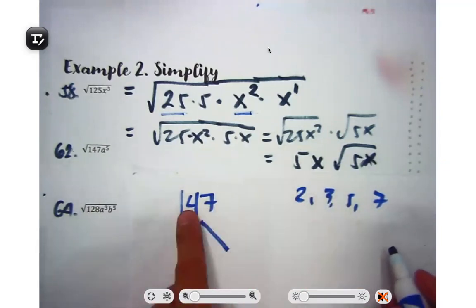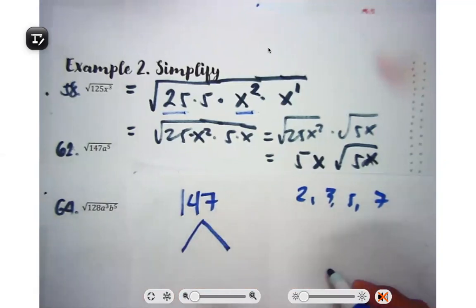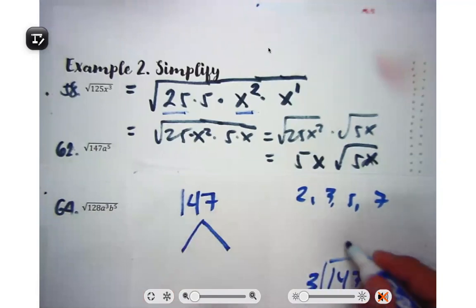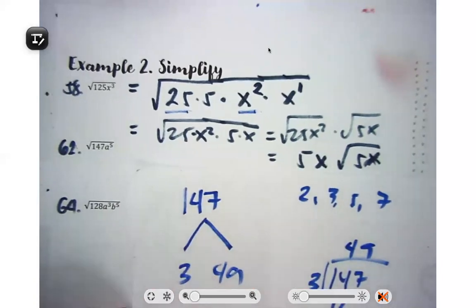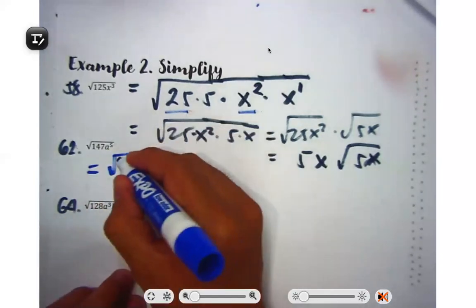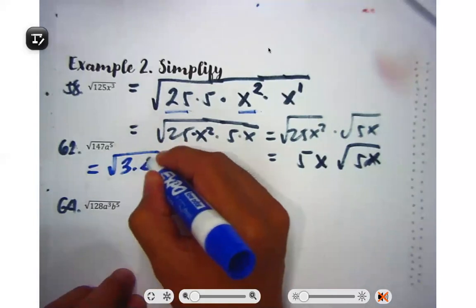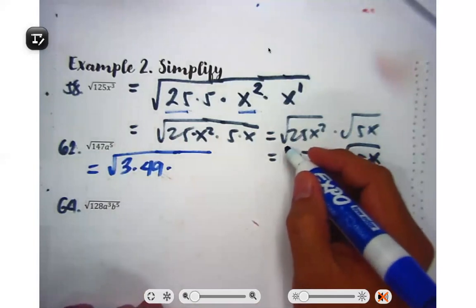2, obviously, we cannot divide it by 2. Can we divide by 3? Let's try. 147 divided by 3 is 49, so you have 3 and 49. It so happens that 49 is a perfect square, so we can put here the square root of 3 times 49 times, how about your a raised to 5? 5 is not divisible by 2.